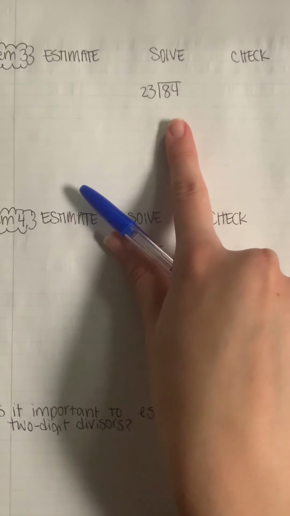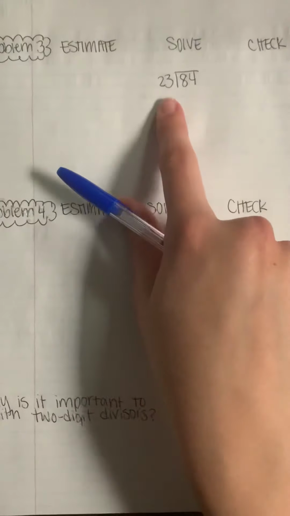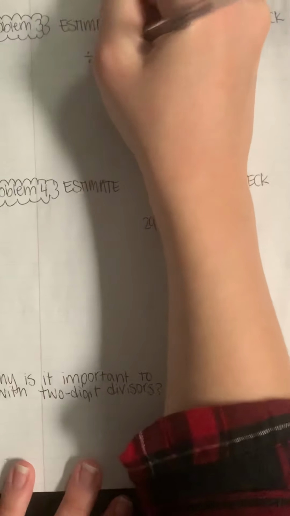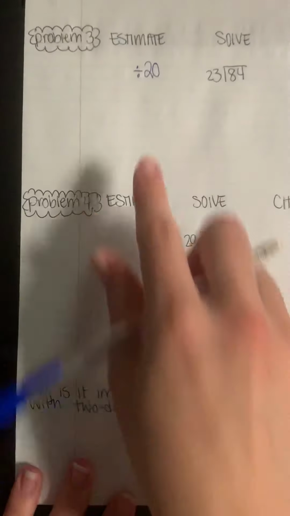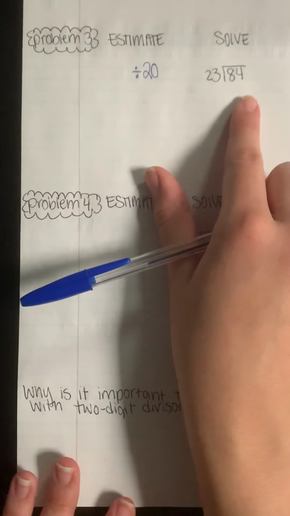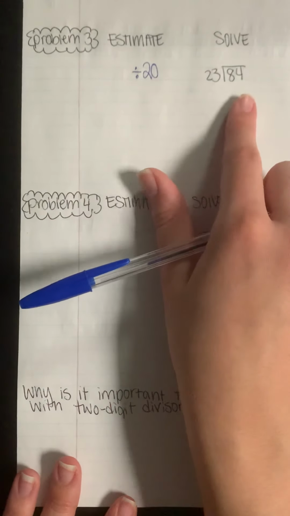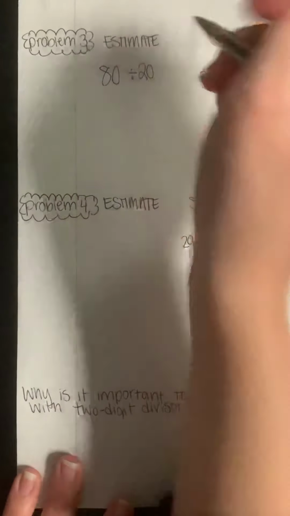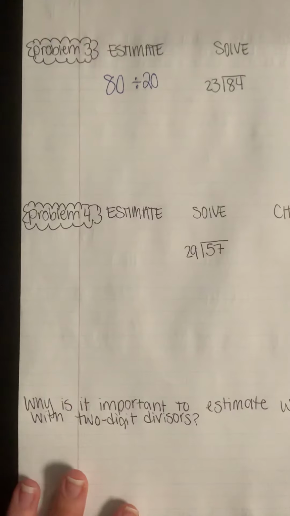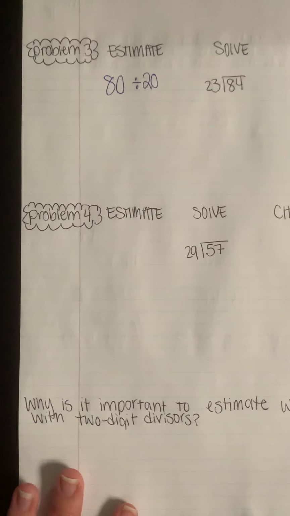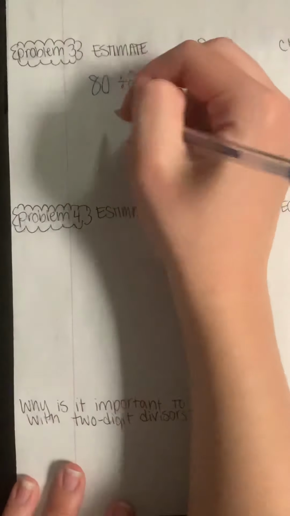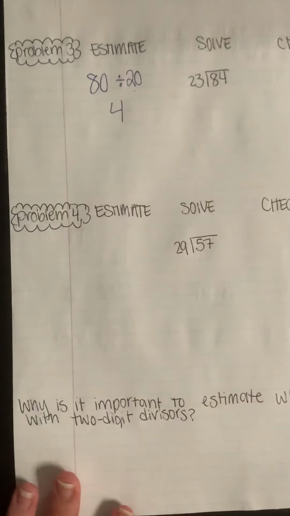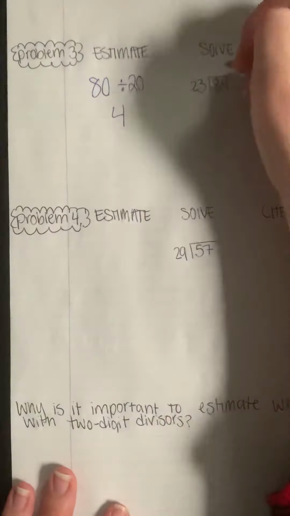We start out by rounding our divisor, so 23 becomes 20, and we need a multiple of 20 close to 84 that won't go over. That will be 80 if we listed out 20, 40, 60, 80. The next multiple would be 100, and that goes over. So 80 is the closest that we can get. 8 divided by 2 is 4. And our 4 we're gonna try plugging in up here.